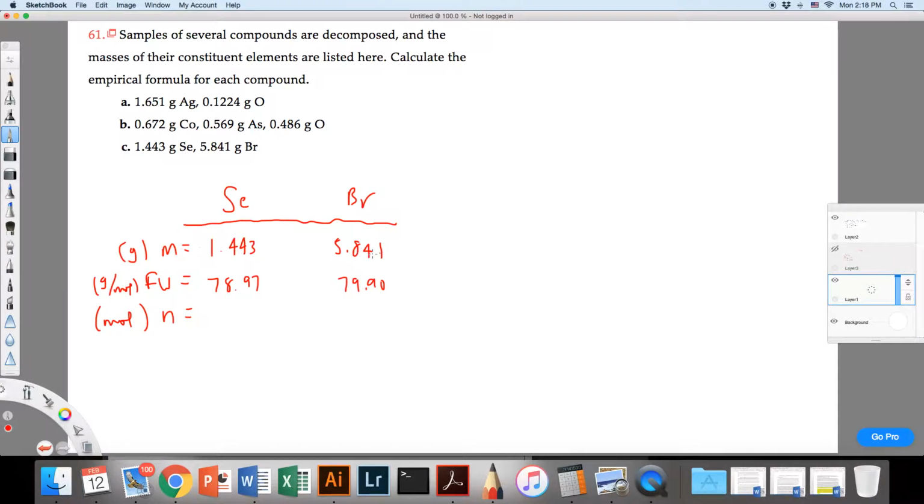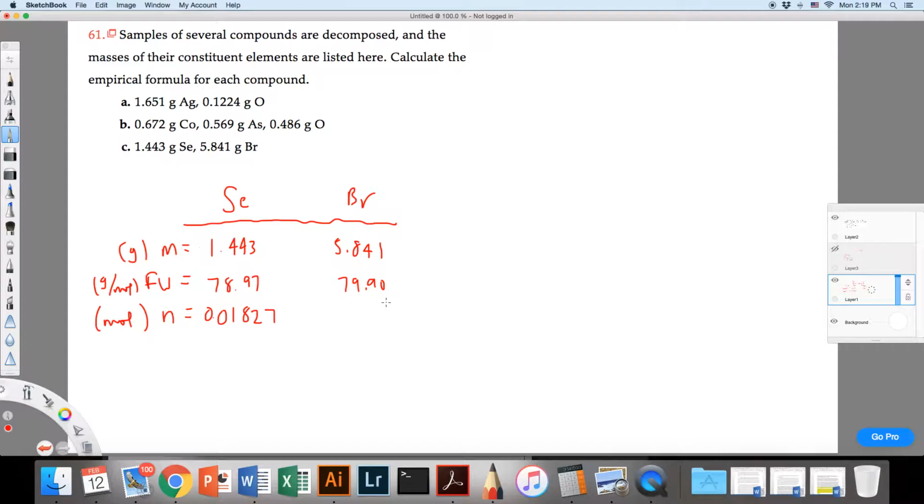We could probably guess what this is going to be. That looks like 1.5 and 6. I bet it's 1 to 4. Let's divide these out now. 1.443 divided by 78.97 equals 0.01827.